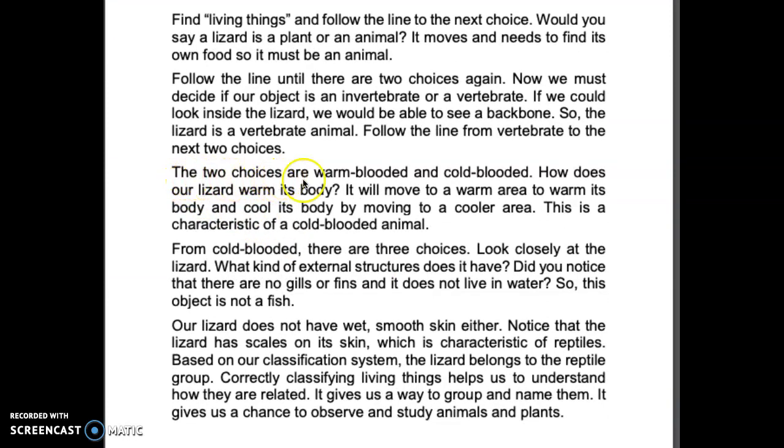The two choices are warm-blooded and cold-blooded. How does our lizard warm its body? It will move to a warm area to warm its body and cool its body by moving to a cooler area. This is a characteristic of a cold-blooded animal.